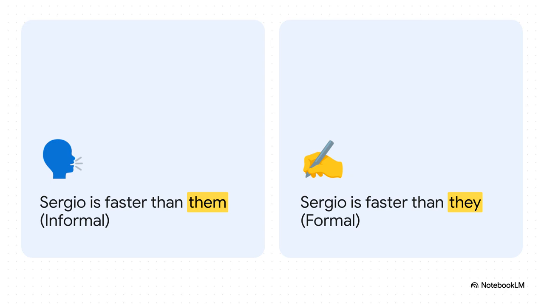Look at our informal sentence. Sergio is faster than them. Sure, that's what we say, but what are we actually meaning? We're saying Sergio is faster than they are. Try adding that implied verb, are, to the end of the informal sentence.